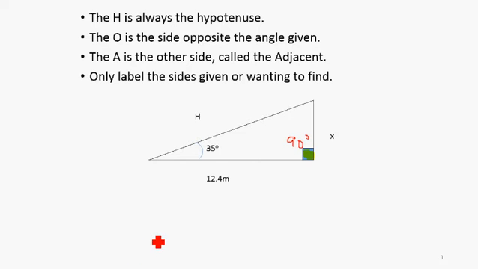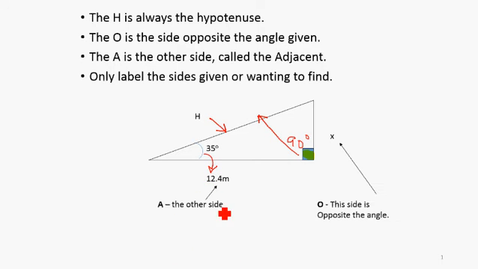Hypotenuse is always the longest side of the triangle, and it's always on the opposite side of the 90 degrees. The next one is the adjacent side, which is always next to the angle. The last one is the opposite side, which is right across, the opposite of the angle.